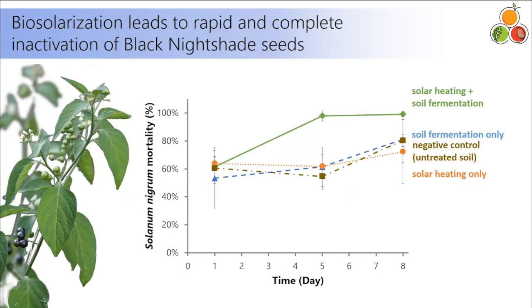We also looked at another herbaceous weed. This is black nightshade, Solanum nigrum, another major California weed. In addition to competing with crops, it can also harbor pests and pathogens that further harm the crop. Similar trend here in terms of if you decouple the heating and the fermentation, there's no benefit to seed inactivation compared to the untreated case. But you do get this synergistic activity when you have those two stresses together, and again, complete inactivation of the weeds by the 8-day treatment period.